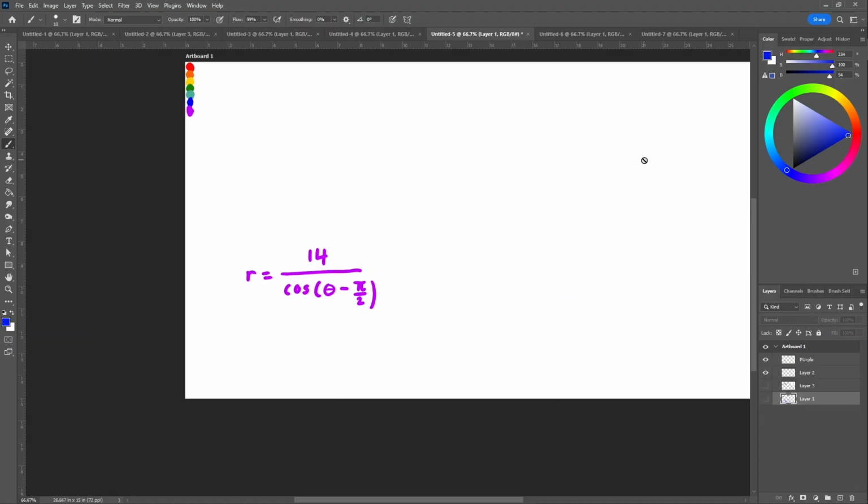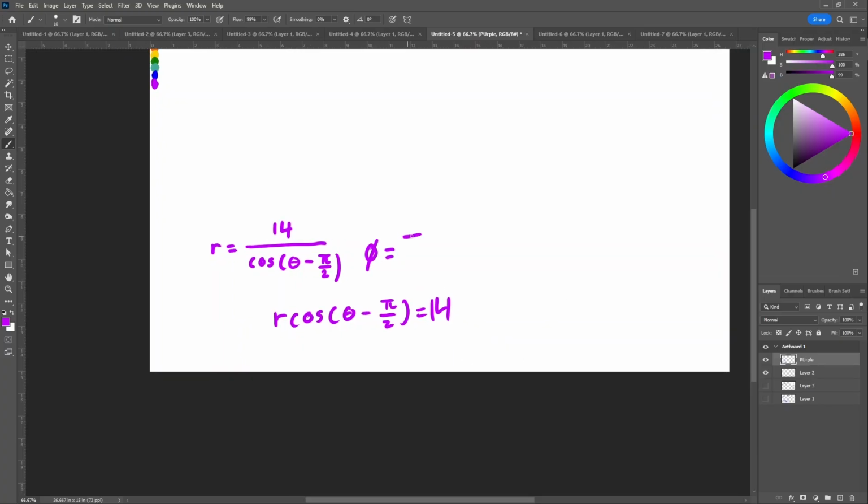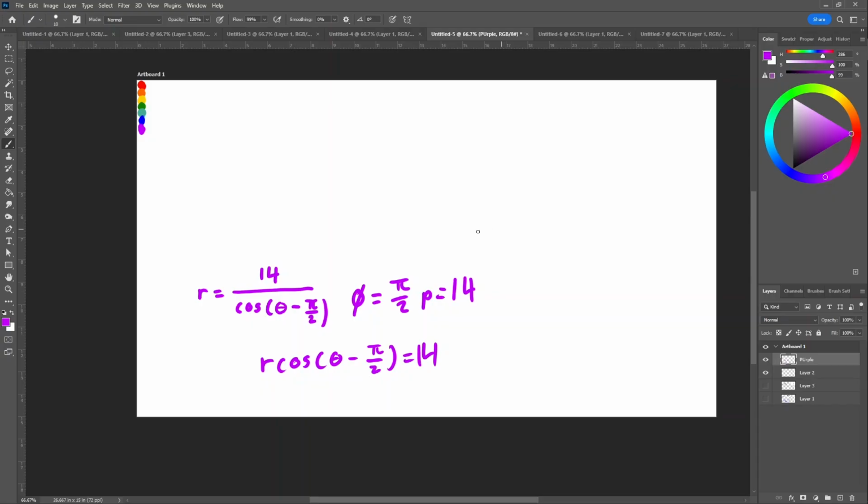We have another equation. Instead, we're starting off with a polar equation, and we want to convert it into rectangular form. So let's convert this to something more recognizable. r cosine of theta minus pi over 2 is equal to 14. This is pretty easy to recognize. Our phi value is pi over 2, and our p value is 14. And so we can just plug it back into what we wanted.